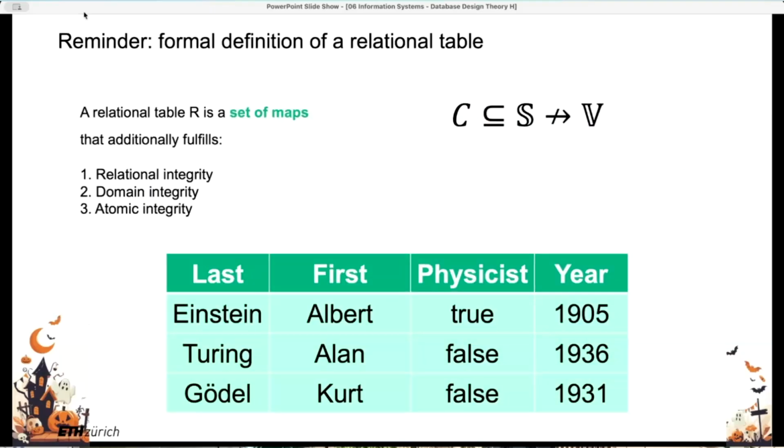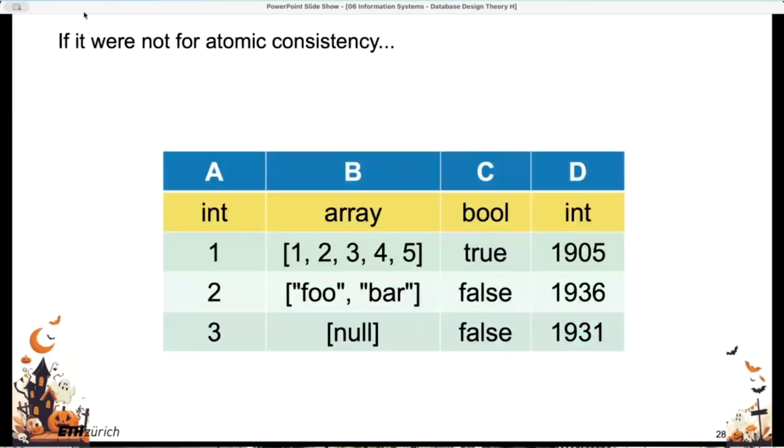So as a reminder, we say that a relational table is a set of maps when it fulfills 3 conditions: relational integrity, domain integrity, and atomic integrity. And atomic integrity basically means that whatever is in the cells is atomic. It's these scalars that I told you about in SQL. So here we basically have stuff that is not atomic. Can you spot it?